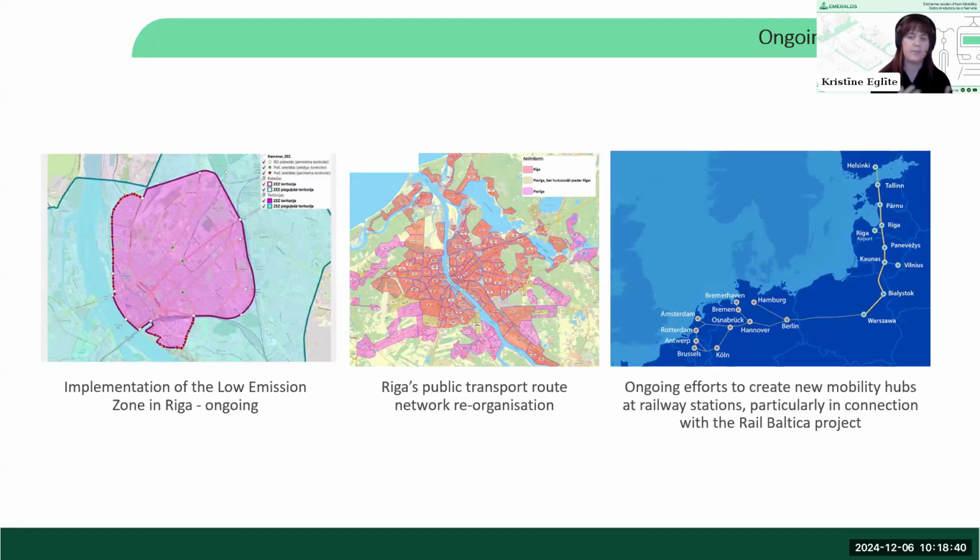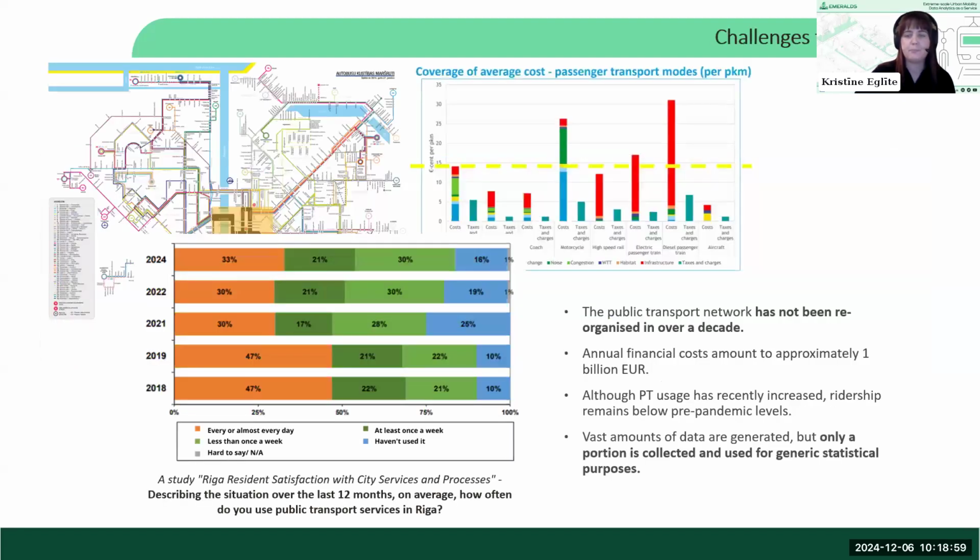And last one, but not least, the Rail Baltica project, which I assume some of you have heard about, where in Riga, new mobility hubs are going to be constructed at multiple railway stations across the city, which I assume are expected to work in synergy with public transport. And this leads us to some of the challenges Riga faces regarding public transport. First, it is important to highlight that although residential and workplace distribution has changed over the years, the public transport network has not undergone reform for more than 10 years.